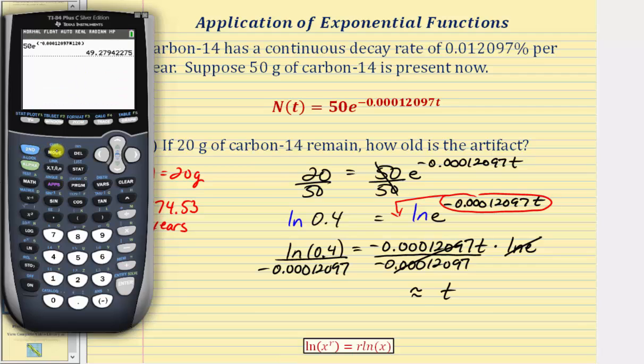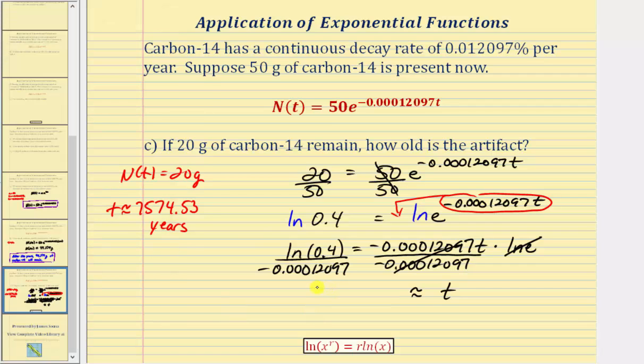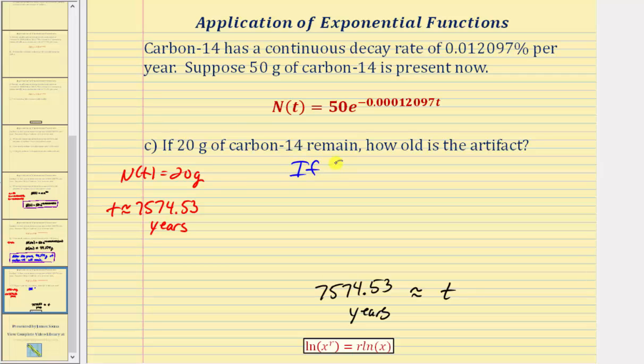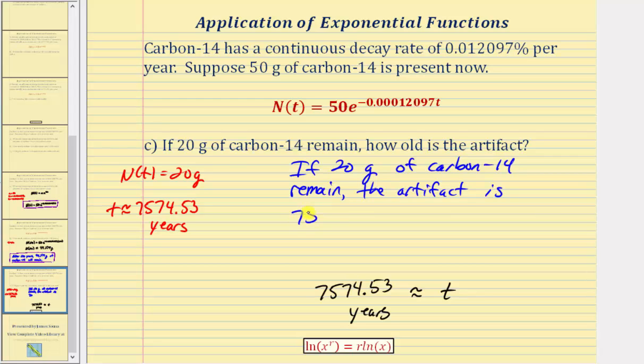Now we'll approximate this quotient on the graphing calculator. So back to the home screen, and we'll press natural log 0.4 divided by negative 0.000120097, enter, and of course we get the same answer that we did graphically, approximately 7,574.53. Again, this would be years. So let's answer the question as a complete sentence. If 20 grams of carbon-14 remain, the artifact is approximately 7,574.53 years old.